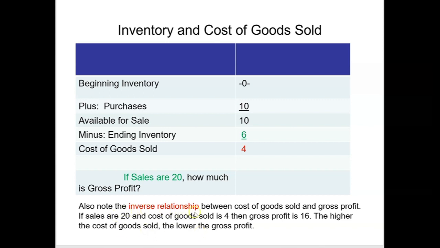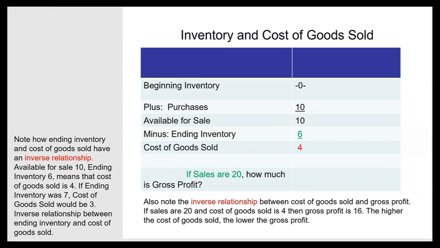Note the inverse relationship between cost of goods sold and gross profit. If sales are 20 and cost of goods sold is 4, then gross profit is 16. But we said the higher the cost of goods sold, the lower the gross profit. So if cost of goods sold was suddenly 5, then gross profit would only be 15 instead of 16. So note that there's an inverse relationship between cost of goods sold and gross profit. Do you see another inverse relationship here? You probably noticed one earlier.